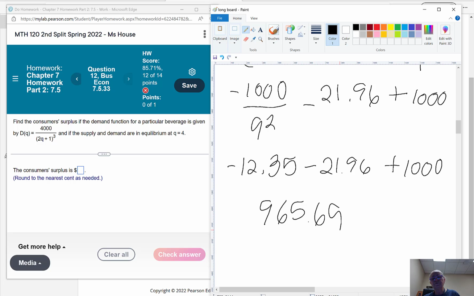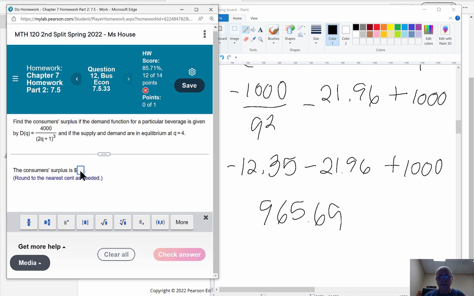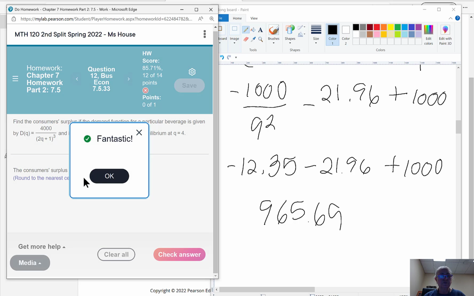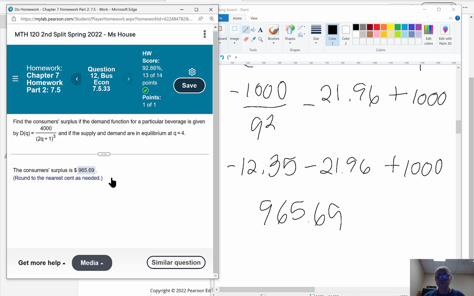965.69. Now, if you're off by a penny or two, it's not a big deal, okay? I'll look at your work and I'll give you full credit. Even in a case where my math lab might count it wrong, just because there's a little bit of a rounding error, it's not going to be a big deal. So that is our consumer surplus.